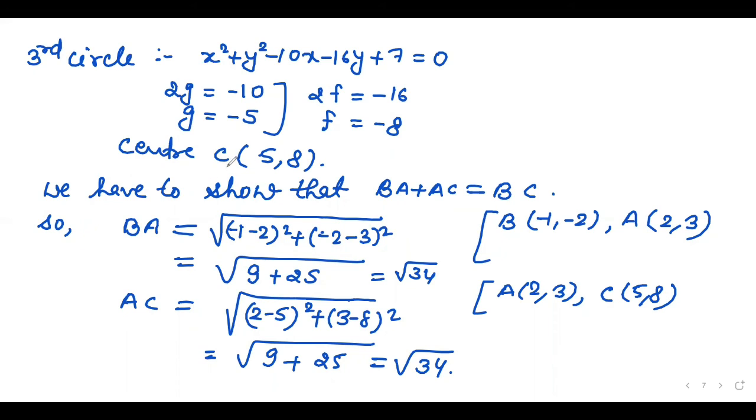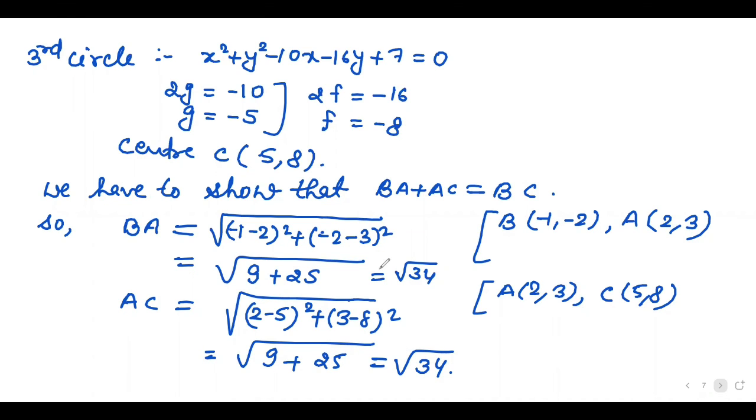Now, to show points A, B, C are collinear, we have to show BA plus AC equals to BC. BA we find by the distance formula: root over (-1 minus 2) whole square plus (-2 minus 3) whole square. So this is root over 9 plus 25, equals to root 34. Now AC by the distance formula is root over (2 minus 5) whole square plus (3 minus 8) whole square. So this is root over 9 plus 25 and it equals to root over 34.